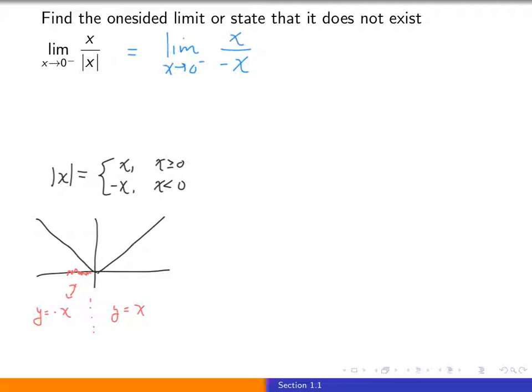And the big reason, once again, is because if you have a negative input to the absolute value, you're dealing with minus x as the output. x over minus x cancels, and this leaves us the limit as x approaches 0 from the left of the constant function minus 1. And the limit of a constant is that constant.